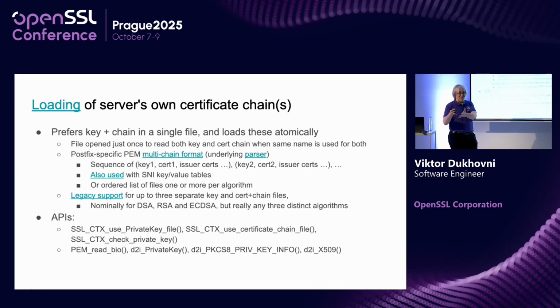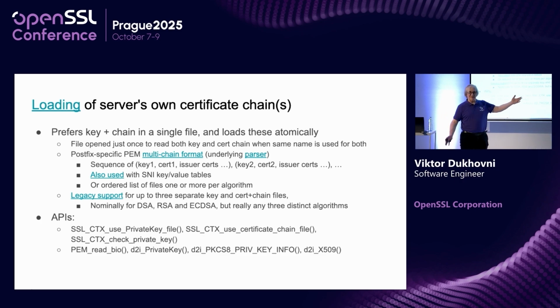The algorithm will be determined by the content of the private key and certificates. So in Postfix, the way that a certificate chain is configured is that it's a key followed by a certificate followed by a list of issuers, and then you can have in the same file another key and another entity certificate matching that key, and then even more issuers and so on. And such a sequence makes up a chain of chains.